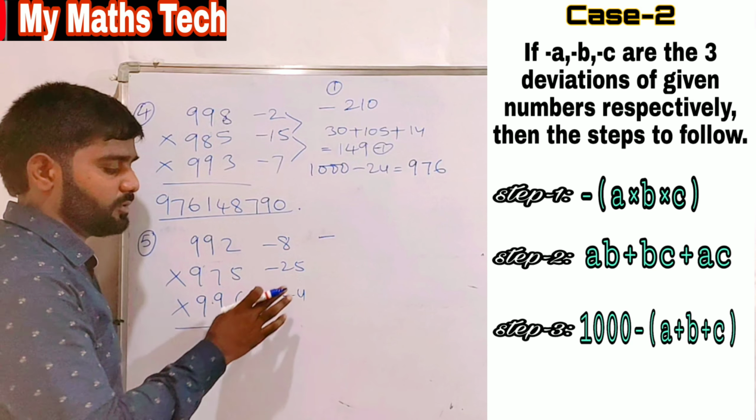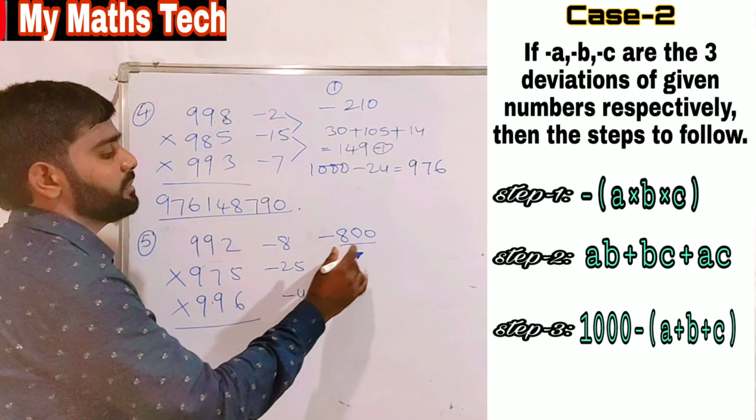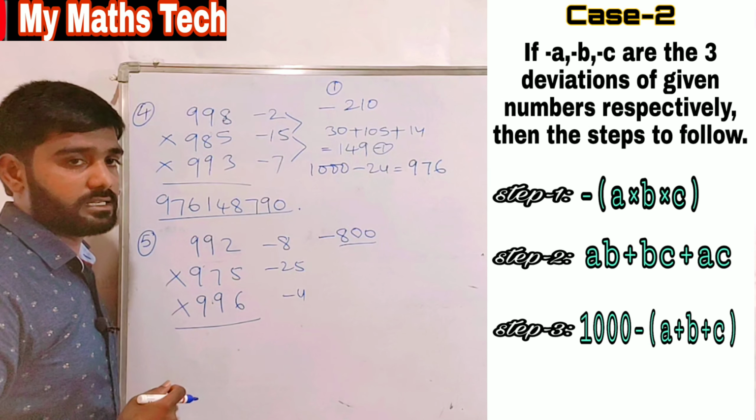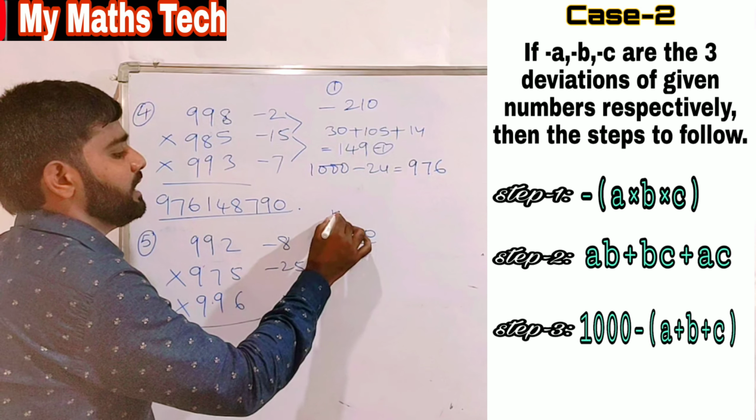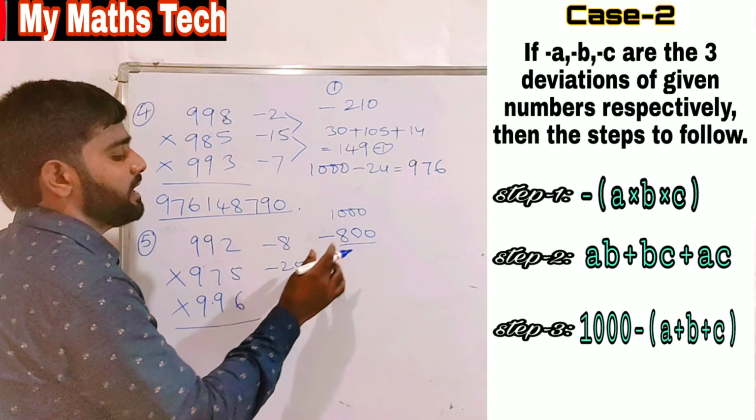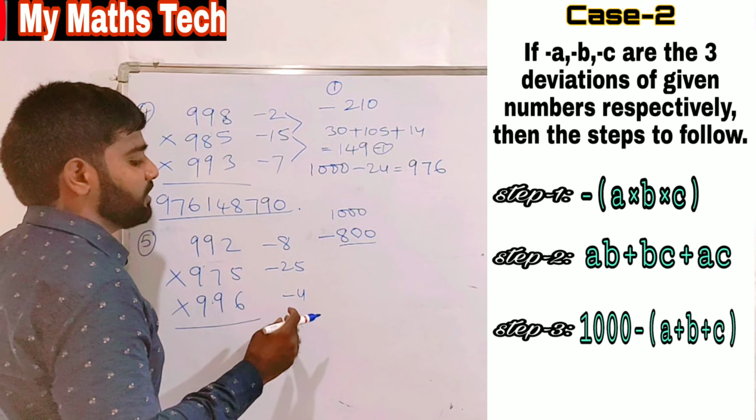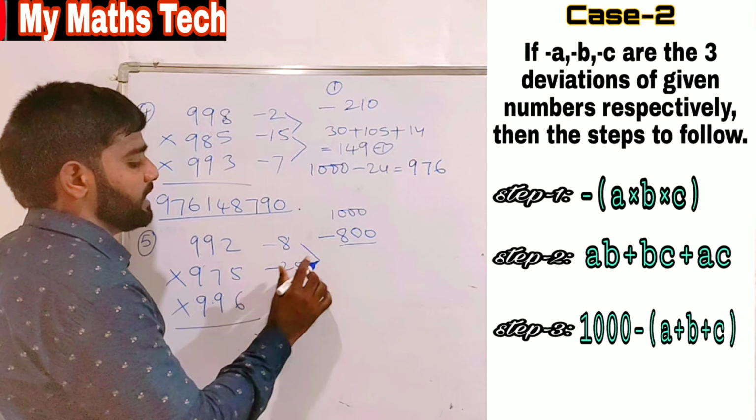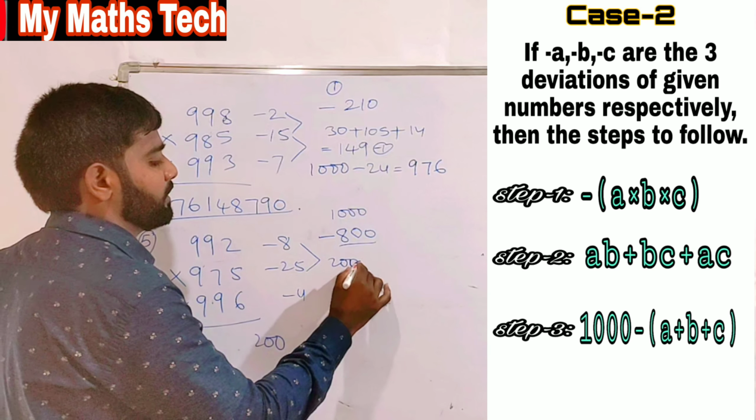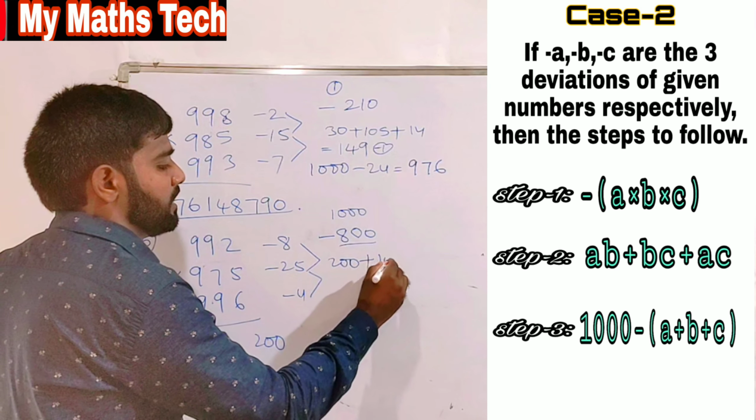8 25s are 200, 200 4s are 800. So this is the negative number, we have to subtract it from the result. To subtract 800 we have to take one borrow from the next digit, that will be 1000. 1000 minus 800 is equal to 200. Second step, we have to find the sum of three products. Minus into minus is plus, 8 25s are 200.